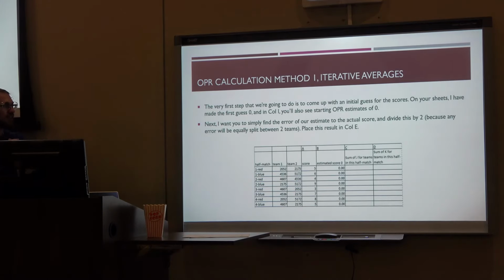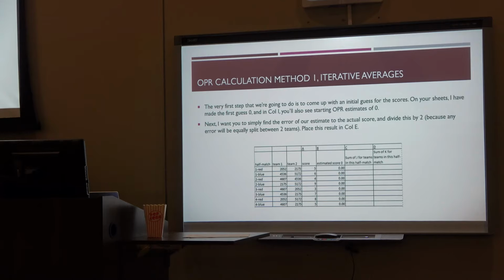Okay, so the first step on the worksheet, I've already done this one for you: you come up with an initial guess for the match scores, for the estimated scores and the estimated OPRs. So I put those in, and my guess for everything is just zero, because it's an easy guess, and it'll hopefully show us how to move forward. But you can guess anything you want to start. If you want to go back later and retry with some other starting guess, you certainly can.